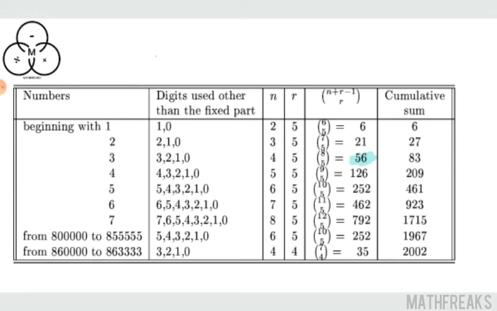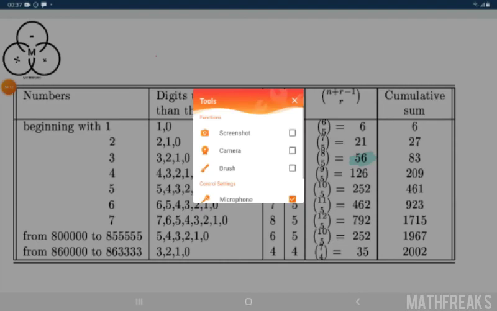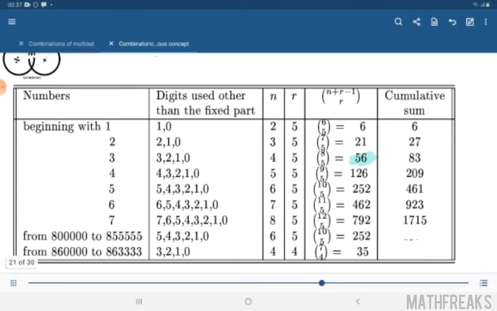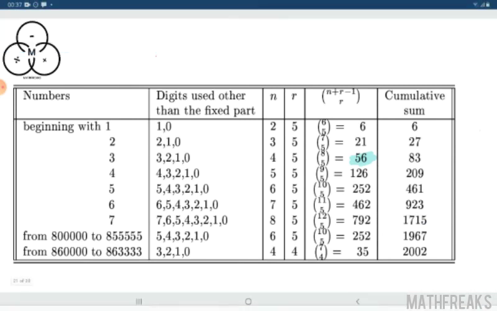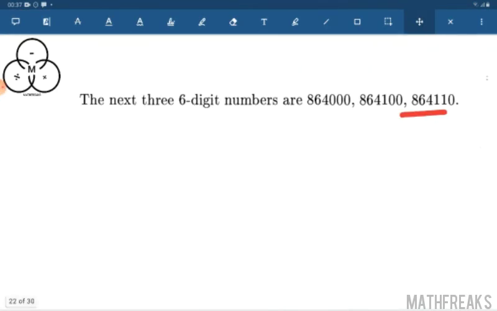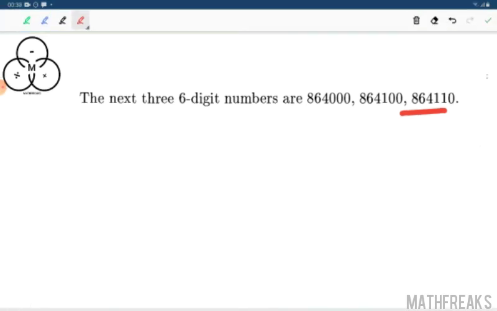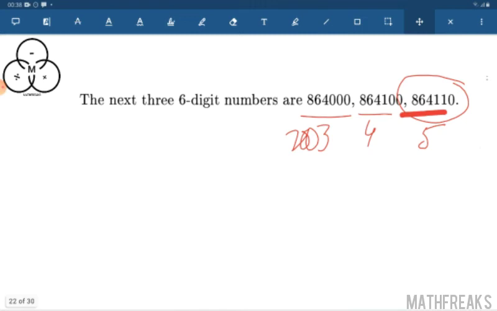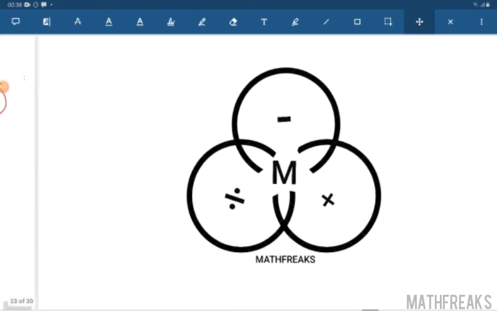So we'll get the 2002th term as 8633. We have got 8633. Now after that, what are the terms? The terms are 86400, 864100. So these are the 2003, 4, 5 terms. This is our answer. So this was really one of the best questions that can be solved using elementary knowledge of combinatorics.